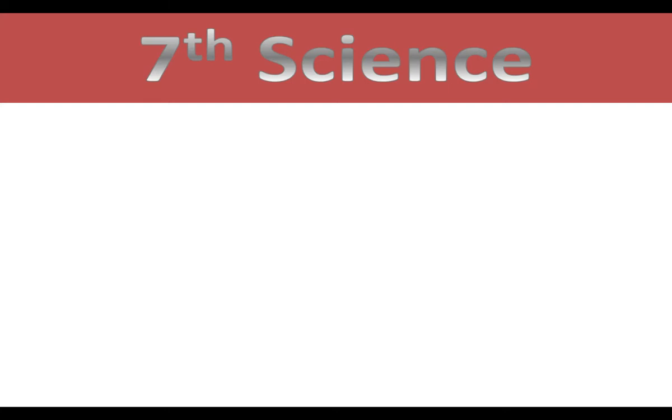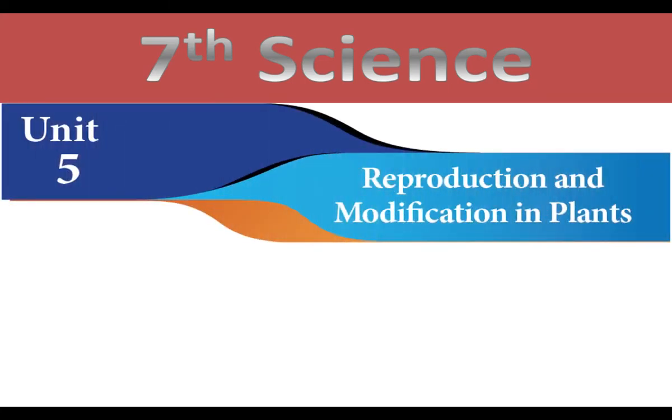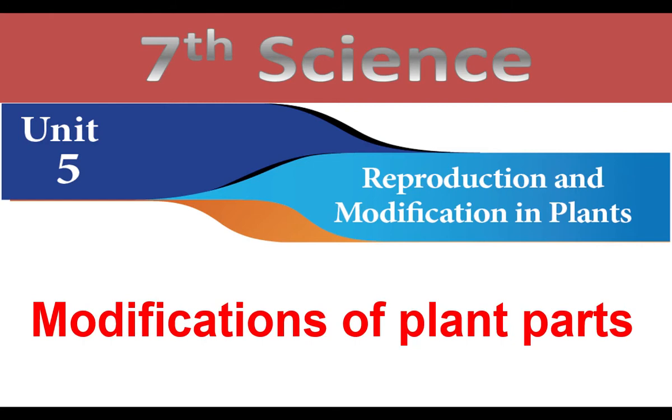7th Standard Science, Unit 5, Reproduction and Modification in Plants. In this part, we are going to discuss modifications of plant parts. Root, stem, and leaves are plant parts.